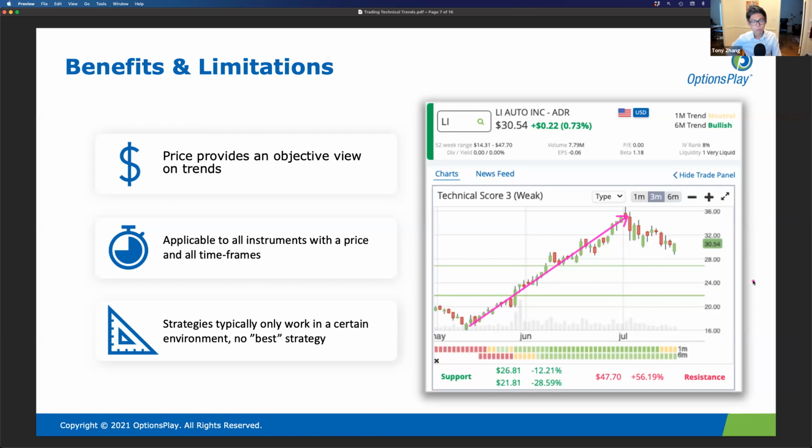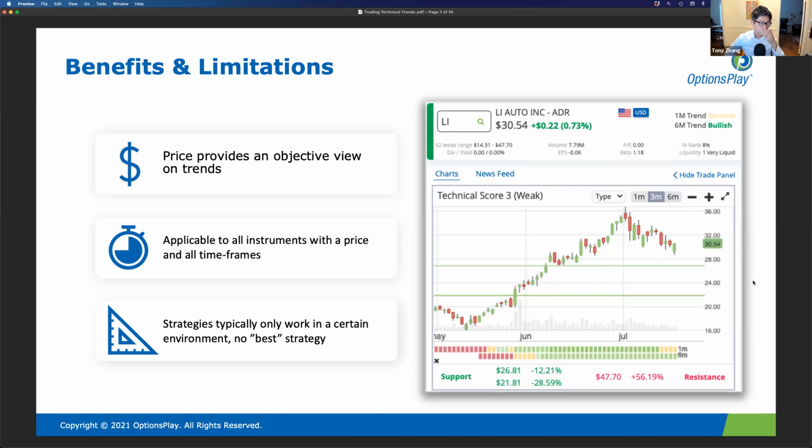This allows you to audit your strategy and decide whether it's something that you need to improve on, or you just have to wait for the right market conditions. That's an important aspect of technical analysis. No strategy works all the time. And second thing, there's no such thing as a best strategy.